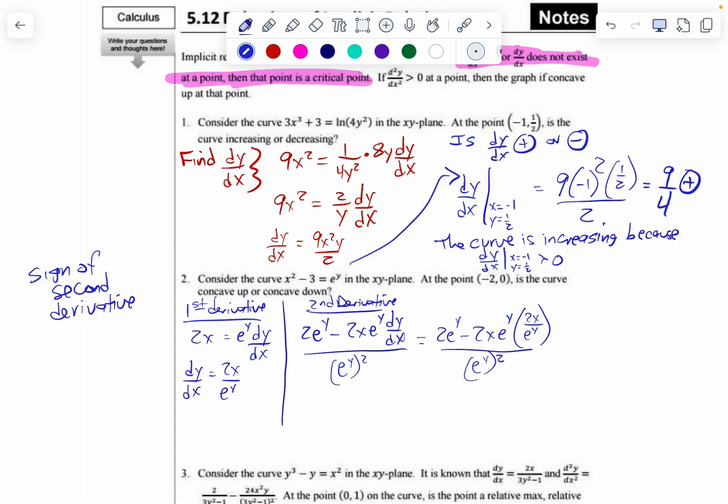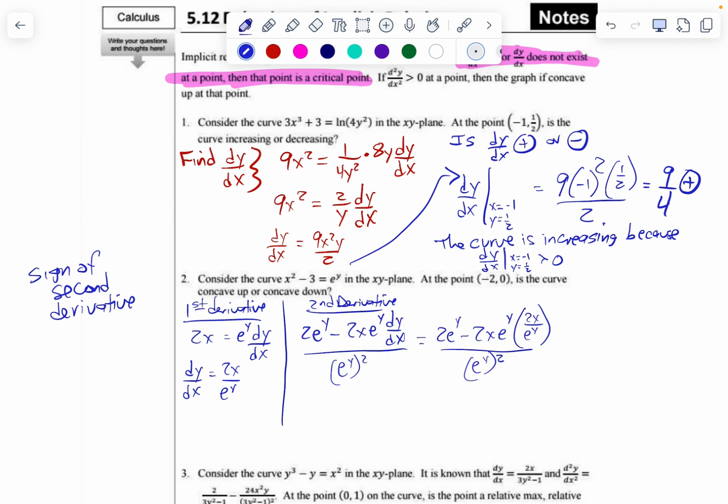Okay, just giving you some feedback. First derivative should be 2x over e to the y. Okay, now we take the derivative of that, which is quotient rule. So we have low d high minus high d low, including the dy dx, over low squared. And then remember, this is where we plug in the dy dx that we had the first time back in to get the actual derivative.